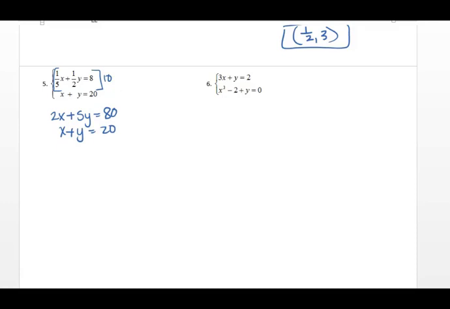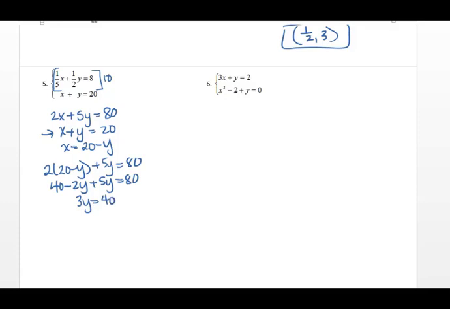That hasn't changed. So then I'm going to actually use this bottom equation because it has coefficients of 1 and solve it for x. So x will be 20 minus y. Now I'm going to plug that into my equation up here. So I have 2 times 20 minus y plus 5y equals 80. And then we solve it. So 40 minus 2y plus 5y equals 80. Clean this up. I'm going to have 3y equals 40. So divide by 3. y is equal to 40 thirds.